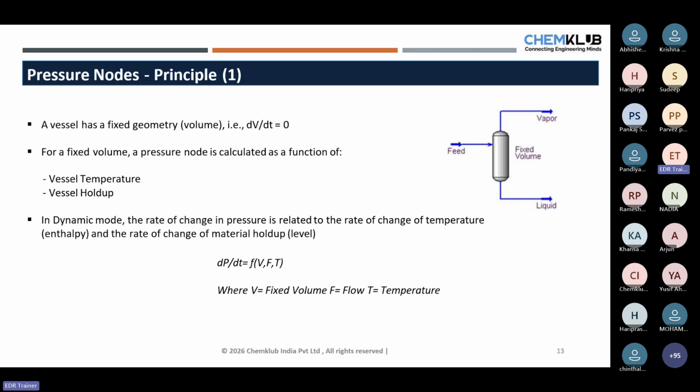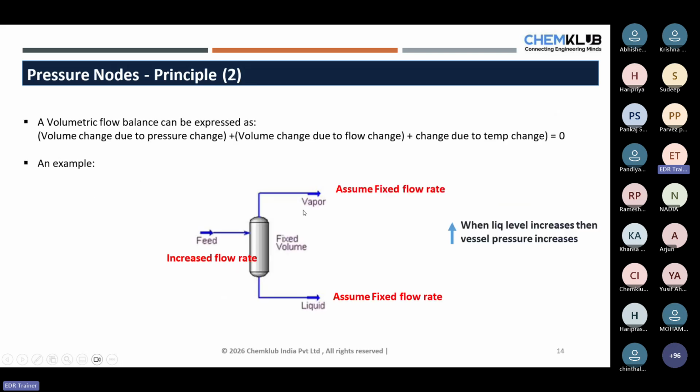The dynamic simulation captures this time-dependent response, and is especially important for surge drums, flare knockout drums, reactor separators, compressor suction drums, and these units often determine plant stability during disturbances. This is an important parameter that needs to be kept in mind. Coming to the next point for the pressure node, the volumetric flow balance can be expressed as a volume change due to the pressure change, plus volume change due to the flow change, plus change due to the temperature change.